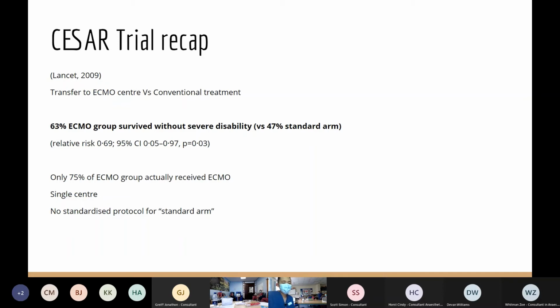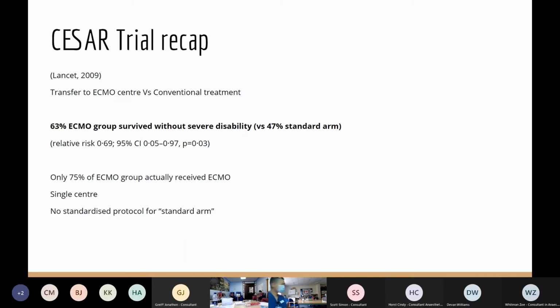comparing patients with severe respiratory illnesses. Either we transfer them to an ECMO center, which is in Glenfield, or conventional treatment. And that particular trial, which was finished in 2006, showed us that 63% of ECMO patients survived without severe disability, compared to 47% survived in the standard arm.